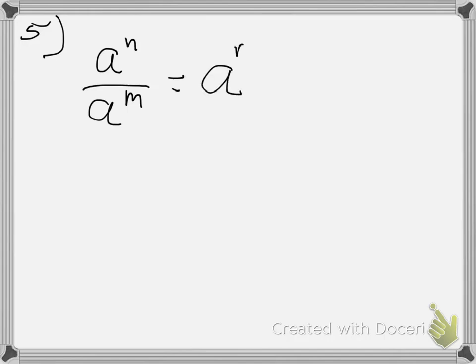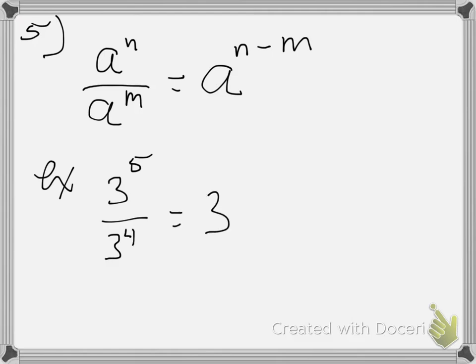Number 5 is a to the n over a to the m. Well, when we divide exponential terms with like bases, we subtract the exponents. Example here, 3 to the 5th divided by 3 to the 4th is 3 to the 5 minus 4, which is just 3.